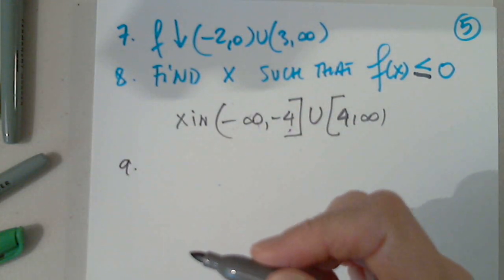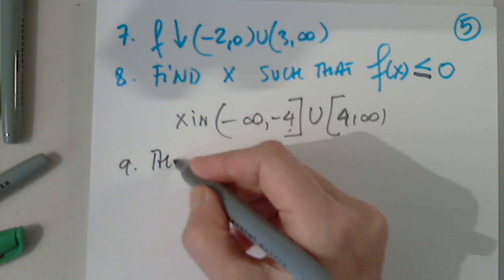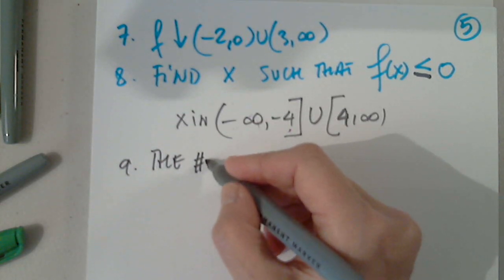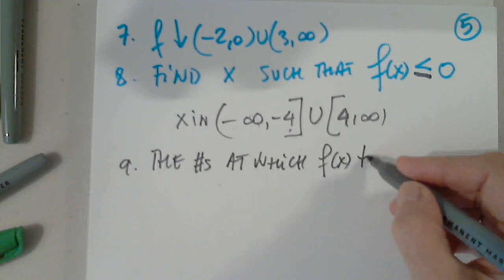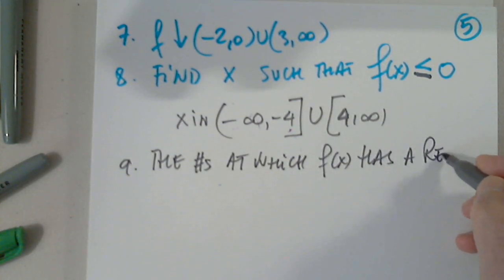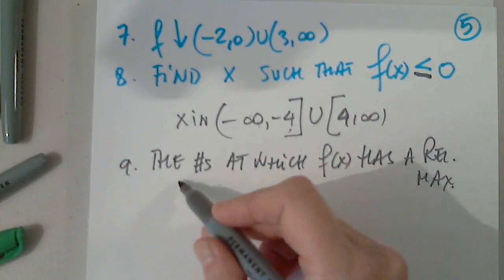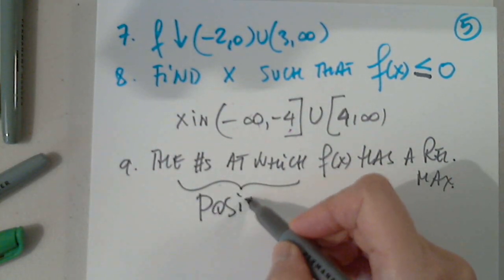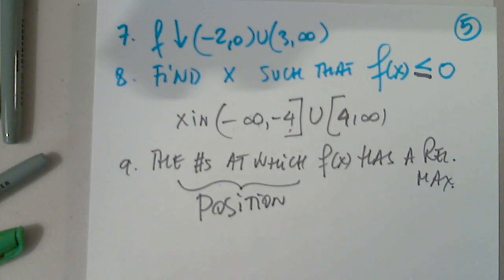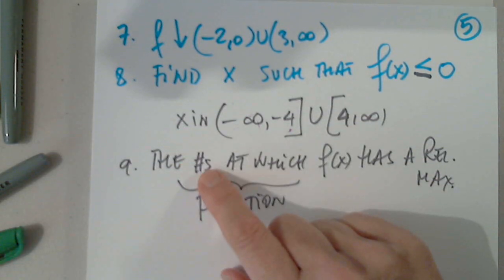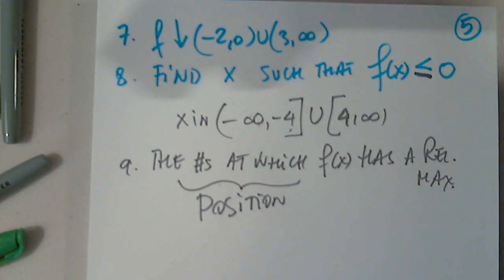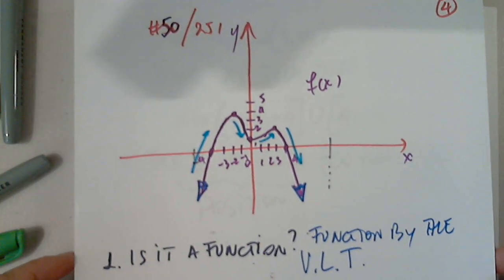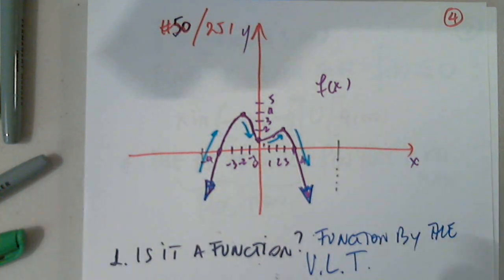Okay, number 9. The numbers at which f of x has a relative max. So this is position. They are not asking how much is the maximum. They are asking us, give us the x values, the numbers at which f of x has a relative max. I don't know, let's take a look. Can anyone give us numbers, or first of all, does this function have any relative max?